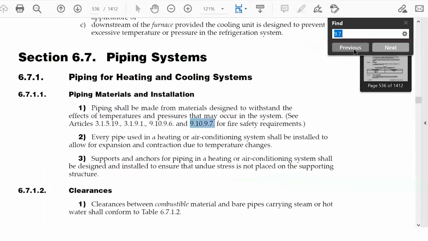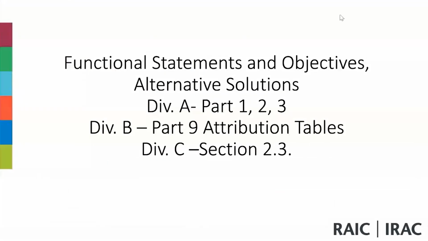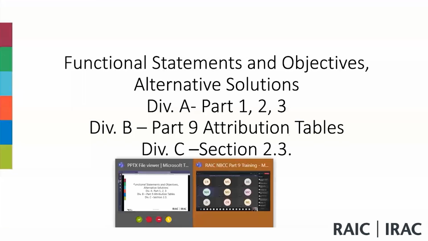That's in 9.7. Let's make sure that we're looking at the same thing. Sorry, it's actually 9.10. It's in the fire separations. That was only for steel. Let's take a look. Okay, so it's 9.10.7. It's steel members. If you look at 9.10.7, it is relevant to steel members.